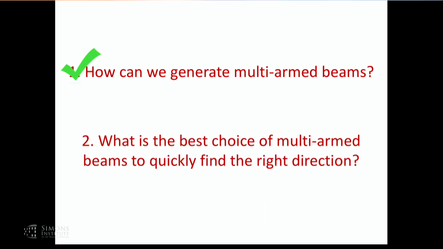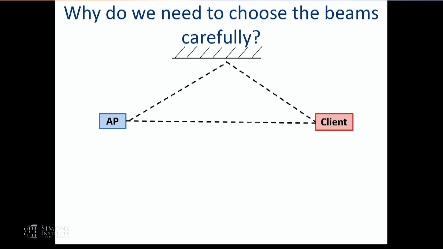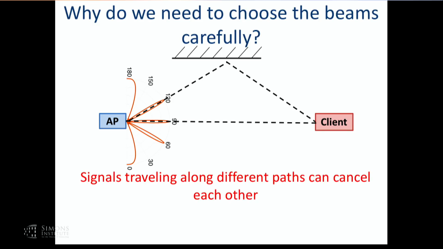OK, so this is the first. The second question is, how do we pick these beams, and what's the best choice? And here we have to be a bit careful, because with the reflections, especially if you have metal reflectors, and you use a beam, the signal can combine destructively to attenuate itself. So you can miss some of the signals if you're not careful.